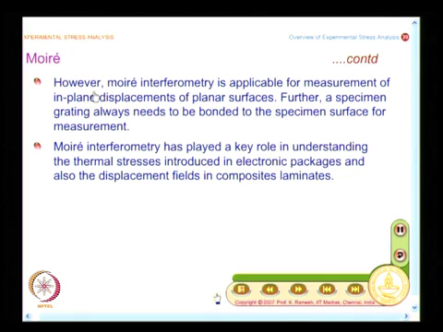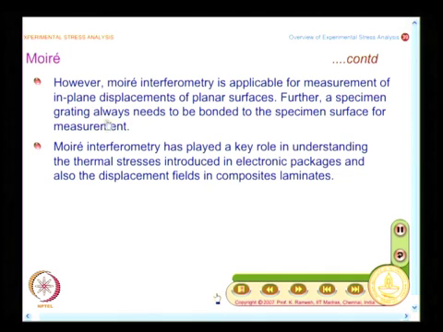And what you find here is primarily it is applicable for in-plane displacements of planar surfaces. This is a very key point. If you have curved surfaces, whether it is photoelasticity or Moiré or any other experimental technique, will have problem. So, we are happy from simple geometry to complex shapes, but once you come to complex shapes, if it is curved, then you will get information, but interpretation becomes difficult.